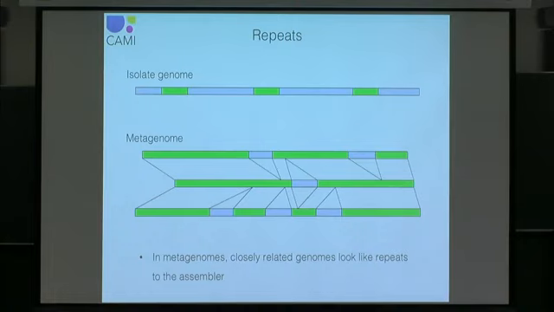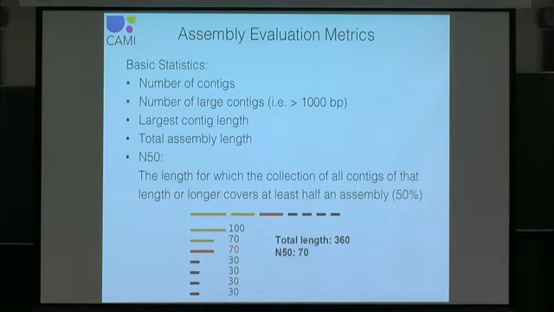Okay. So what we are going to do now is we are looking at these different assemblies, and we are going to evaluate the assemblies. And what we are using for evaluation are different metrics. These are the metrics we are using. You can look at basic statistics like the number of contigs you have for an assembler, the number of large contigs, for instance, contigs which are larger than 1 kb. You can look at the largest contig, the total assembly length, and so on. And you can compute the N50.